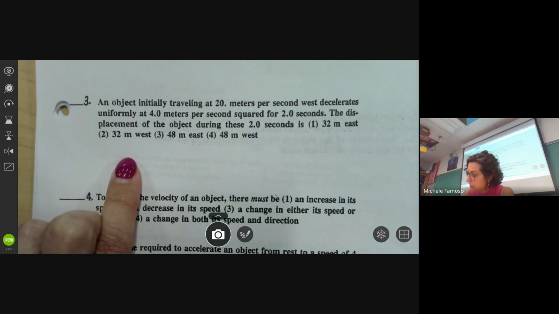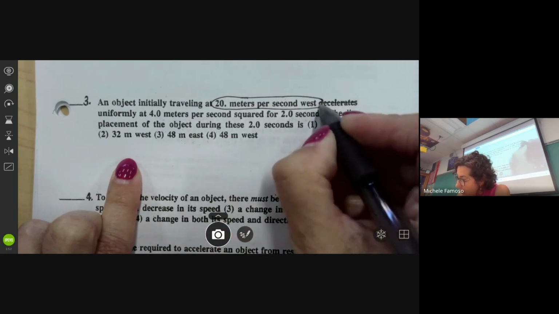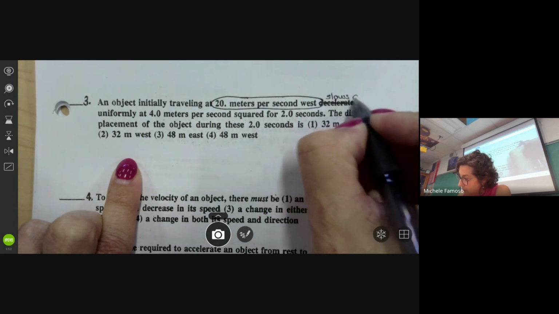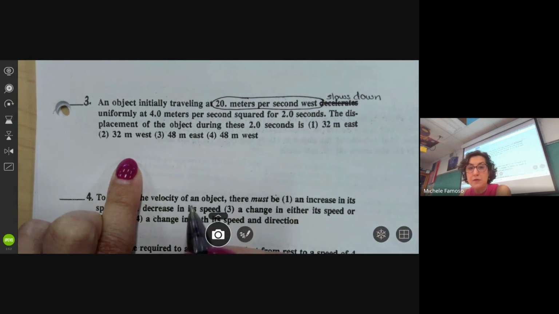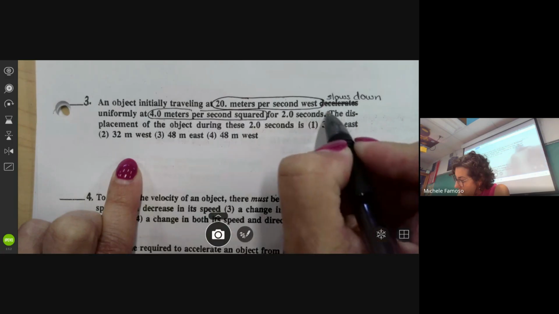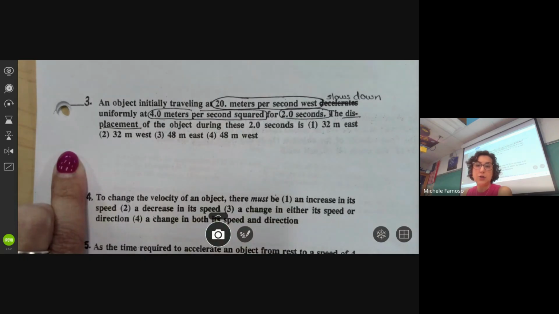We have an object initially traveling at 20 meters per second west. When I tell you tomorrow, you will not see the word decelerates. You're going to see that it will say slows down. Slows down uniformly at 4.0 meters per second squared for 2.0 seconds. What is the displacement during those 2 seconds?